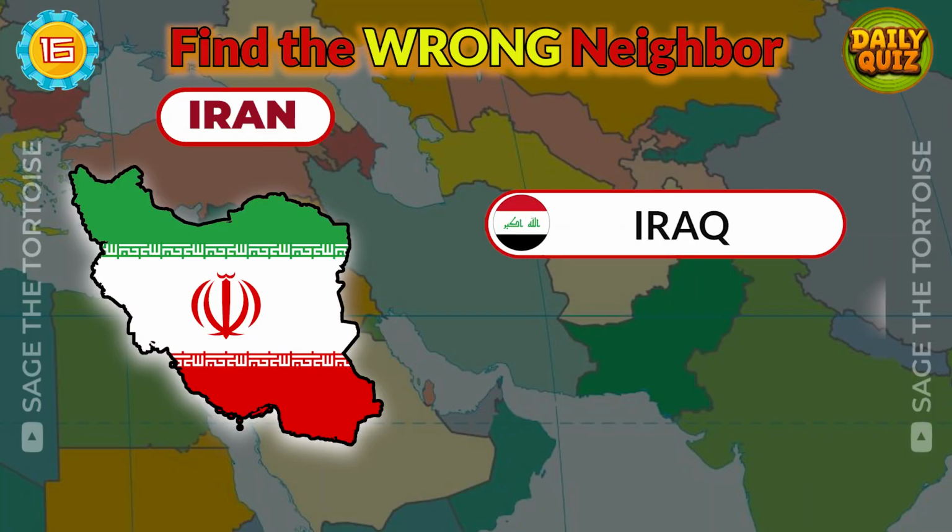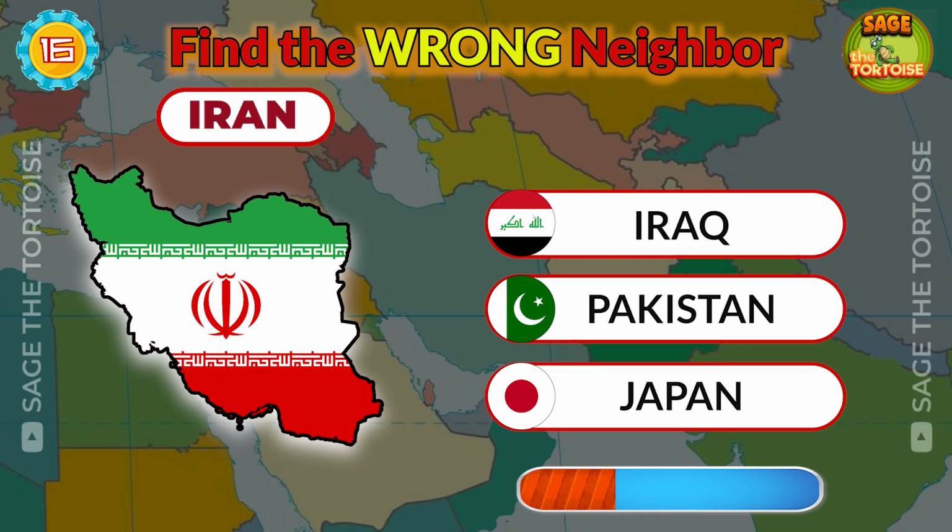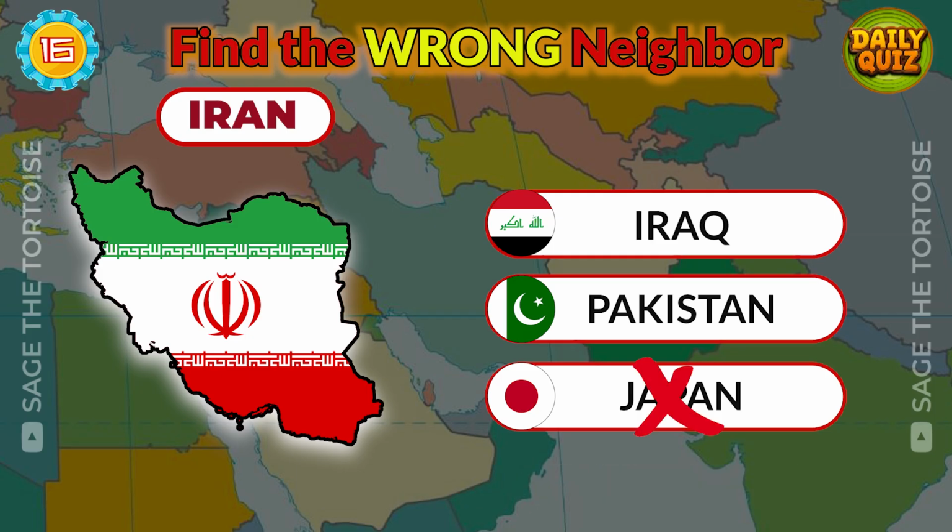Iran borders Iraq, Pakistan, and Japan. Which one is wrong? The answer is Japan.